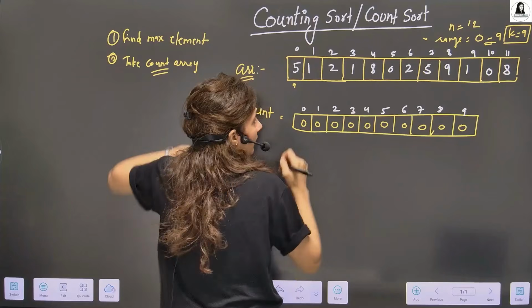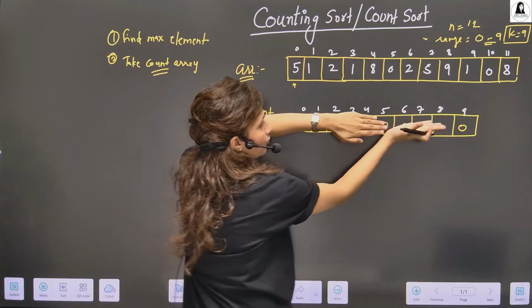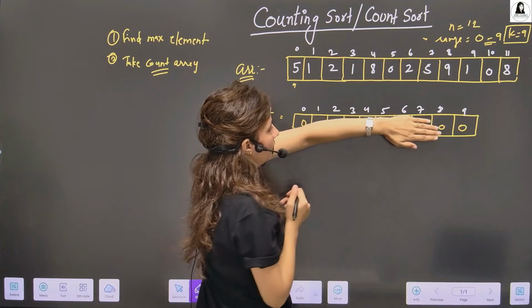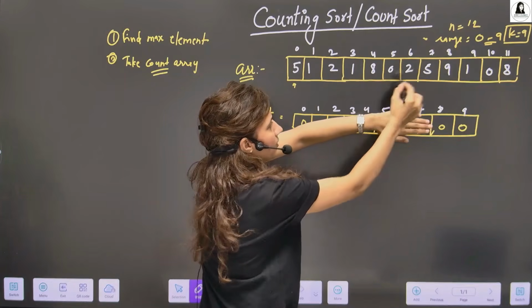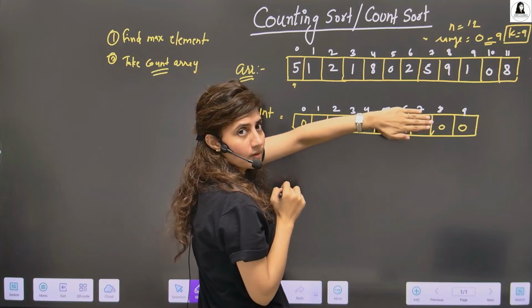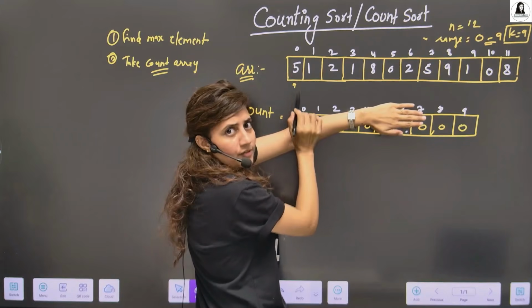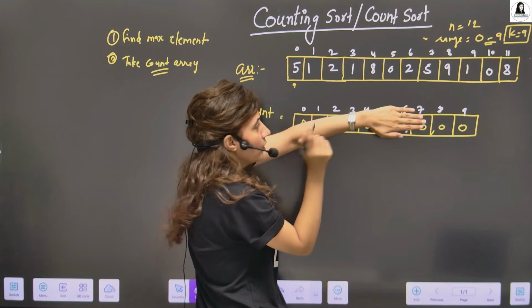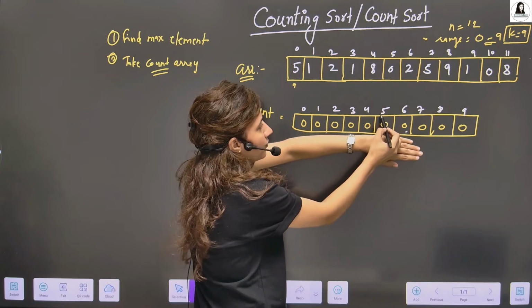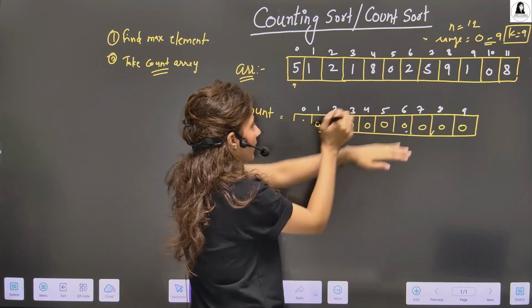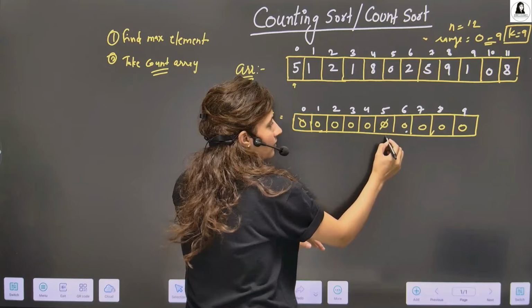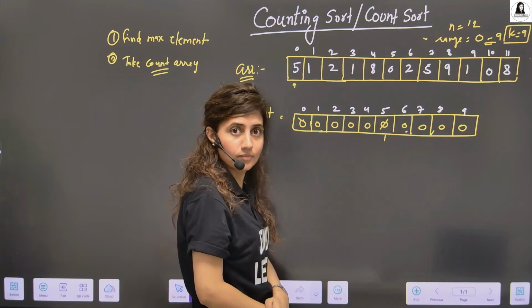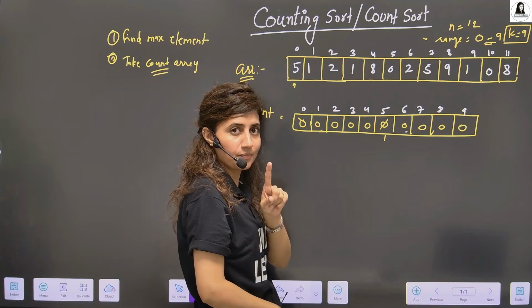Now, for now you can just forget it. The range is 0 to 9. In this range, elements 0 to 9 are present. At first we got 5. 5 is 1 time. So where will you update? Here, at 5. How many times is 5 present in the given array? 1 time. So we update this and it becomes 1. Like this we update the count array.